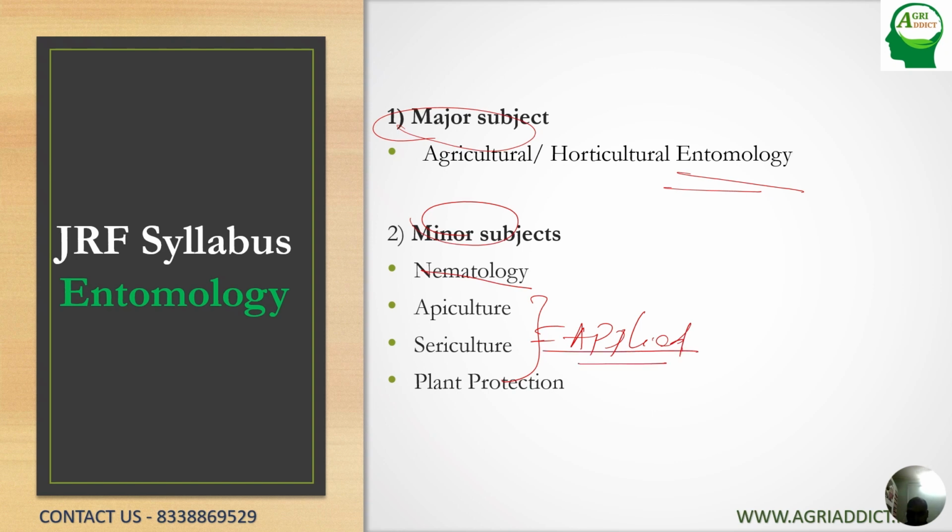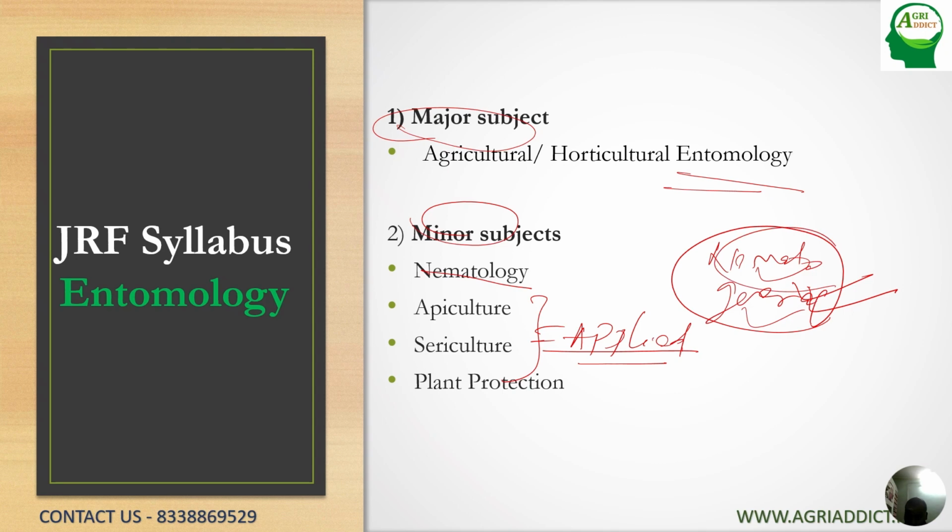But you have to remember first, apart from entomology, you have to always focus on the nematology part and the general agriculture part, because so many questions are coming from these. Without nematology and general agriculture, you cannot secure a good rank, because these are the main rank deciding factors. If you study well in nematology and general agriculture, apart from entomology also, you can get a good rank in your ICAR JRF entomology. Otherwise, it will be very difficult to secure a good rank.